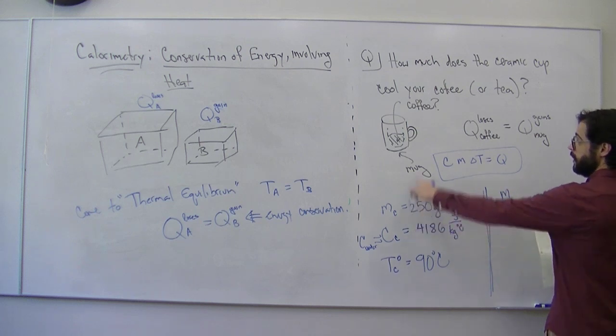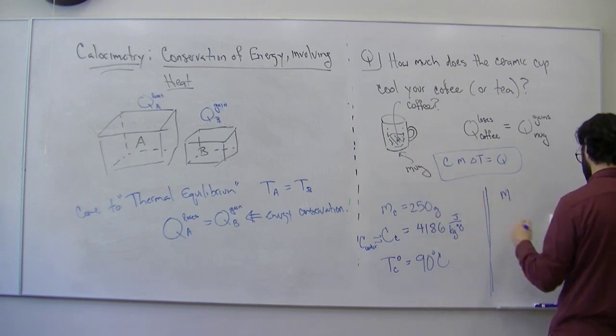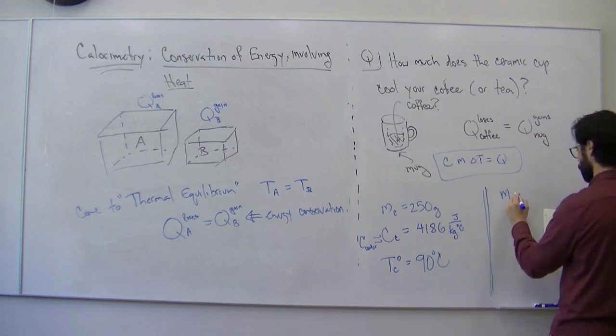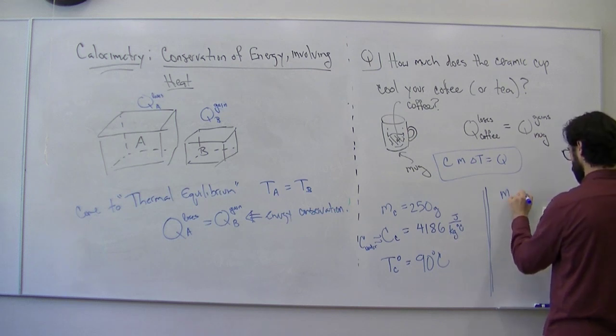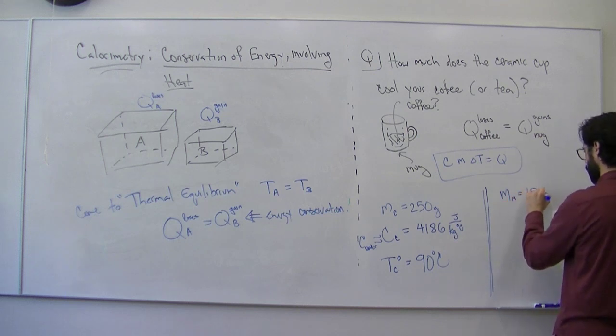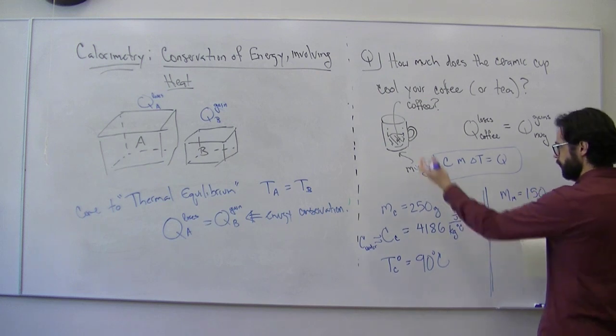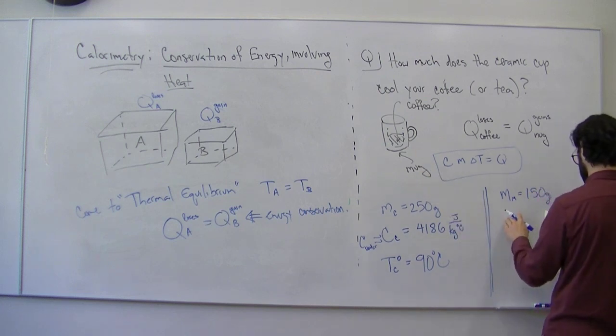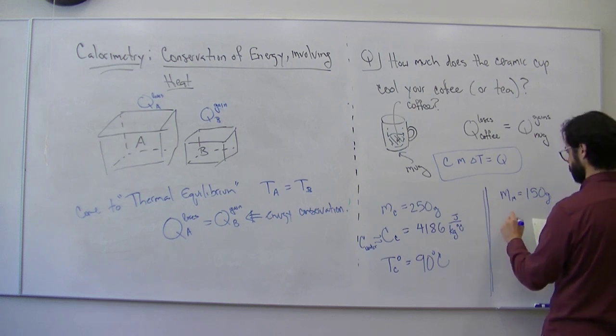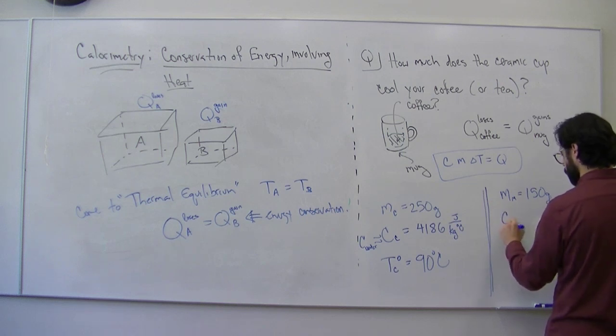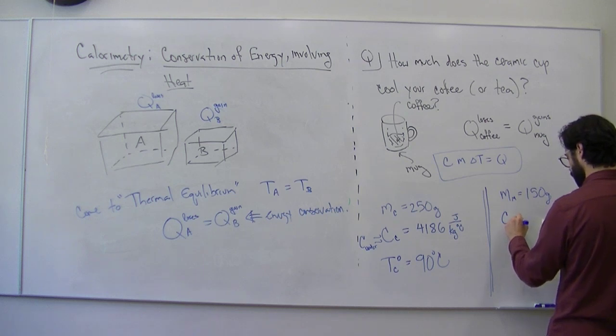And now what we need is the mug. So this I would probably have to look up. I don't necessarily know this. So the mass of the mug, we'll call that about 150 grams. So maybe like a really thin ceramic mug and a really big cup of coffee. I would look up ceramic.